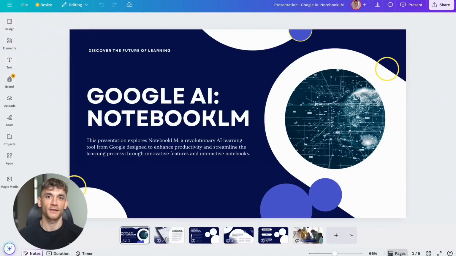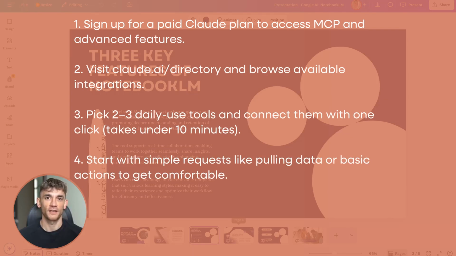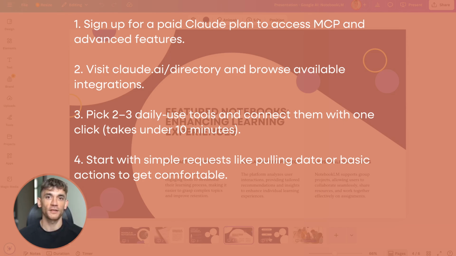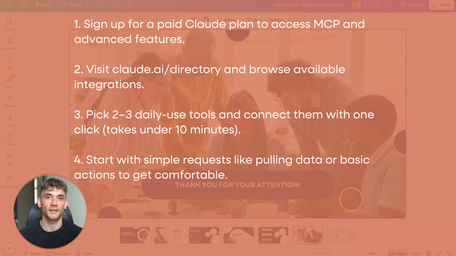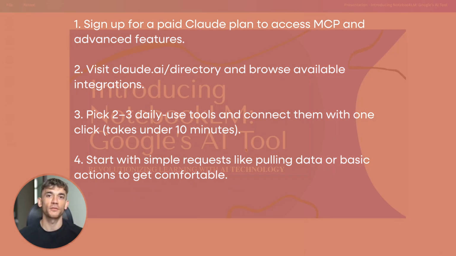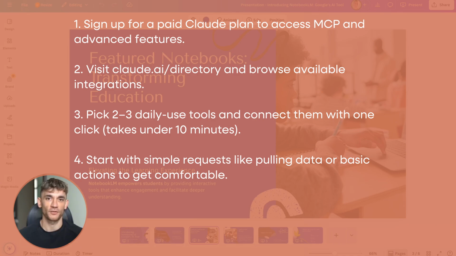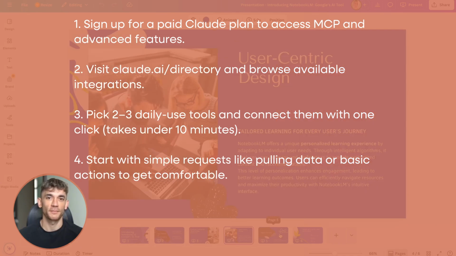Alright, let's get you started. Here's your step-by-step action plan. Step 1. Sign up for a paid Claude plan if you haven't already. You need this for MCP access and the advanced features. Step 2. Go to claude.ai/directory and browse the available integrations. Pick 2 to 3 tools you use daily in your business. Step 3. Connect those tools using the one-click connection process. This should take less than 10 minutes total.